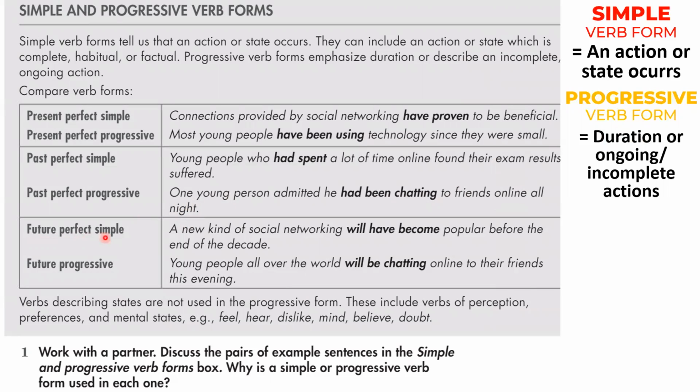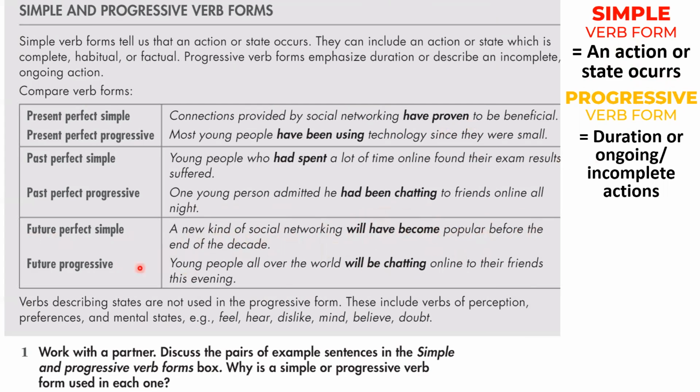And then for the future perfect simple, the difference will be that now we're going to use will, but also we're going to use have, always have, not has in this case, and the verb in past participle. Like here: "A new kind of social networking will have become popular before the end of the decade." In this case, we're saying that this action will occur because it is in the future. And we're specifying that by the end of the decade, this action will have happened. Okay, that it will have finished, that the new social networking will have become popular.